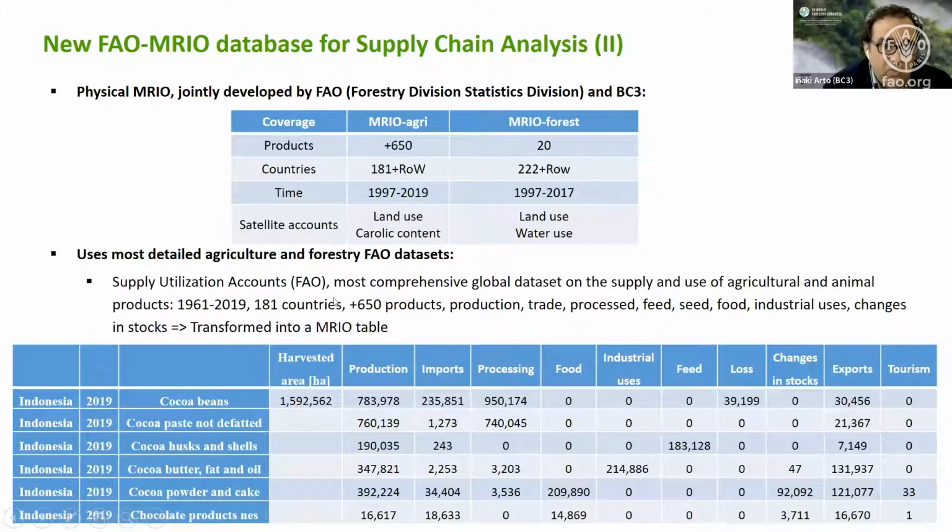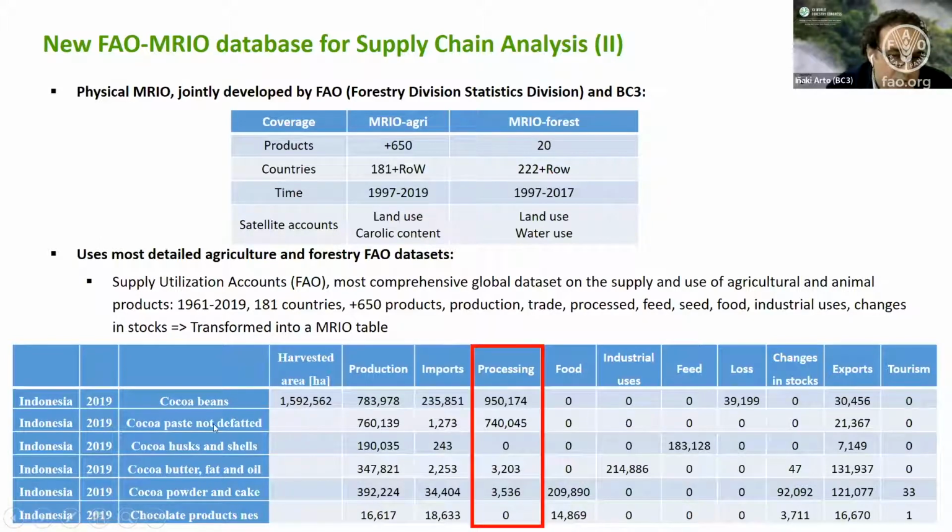The idea is that, departing from these supply utilization accounts, we transfer this information into a multi-regional input-output table. And for that, basically, we have to do some further processing of the information in the supply utilization accounts. In particular, one of the things that we do is to link the processed products to the different child products. For instance, we link this amount of cocoa beans that are processed in Indonesia to the products that are derived from these cocoa beans, in particular to cocoa paste and cocoa husks.